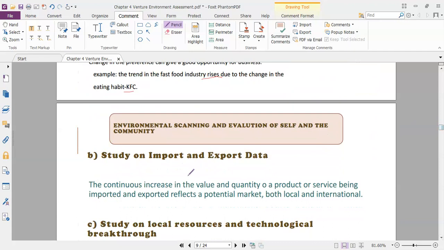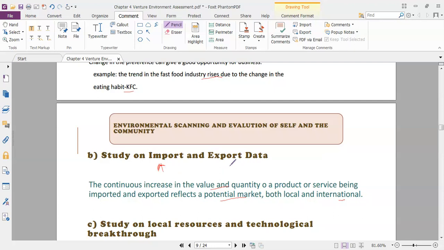So B, study import and export data, the continuous increase in the value and quantity of a product or service being imported and exported to reflect potential market, both local and international. Okay, we need to study what are the goods that Malaysia imports, and what is the product that Malaysia exports to outside countries.